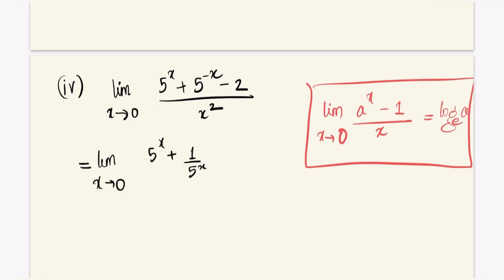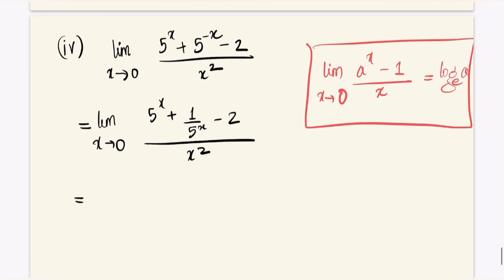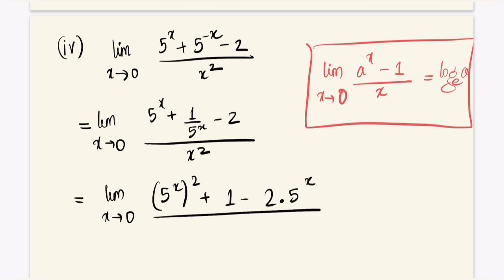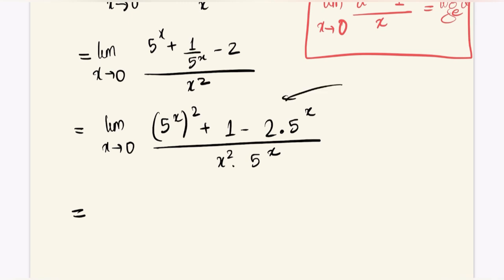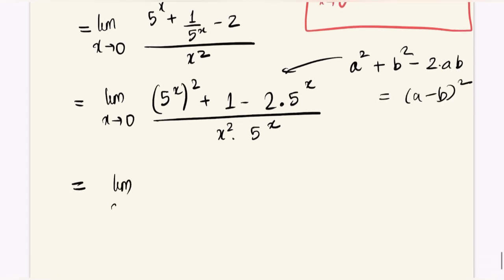So it becomes 1 upon 5 raised to x minus 2 upon x square. Moving on, this becomes, if I try to multiply the 5 raised to x, I get 5 raised to x the whole square plus 1 minus 2 times 5 raised to x. This 5 raised to x also goes to the denominator. Now as you can see that this is of the form a square plus b square minus 2ab, which is nothing but a minus b the whole square. So let's try to apply that formula. So limit x tending to 0, 5 raised to x minus 1 the whole square upon x square.